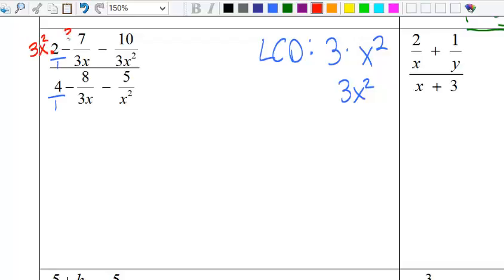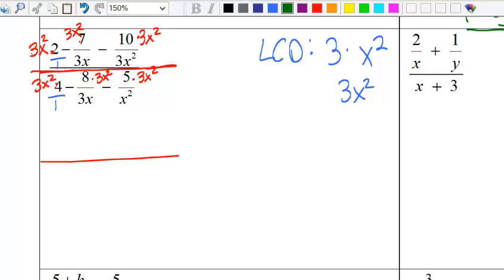So I'm going to multiply by 3x squared on every single term in the numerator and every term in the denominator. Please don't be lazy. Go ahead and write it out on every single one of them. It's going to help you quite a bit. So we have this red fraction bar that I'm going to bring down.